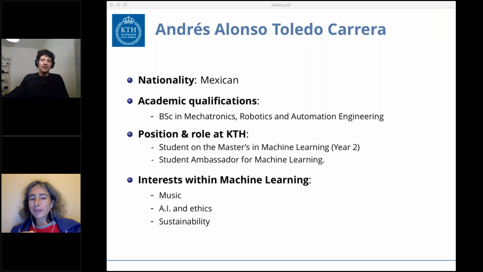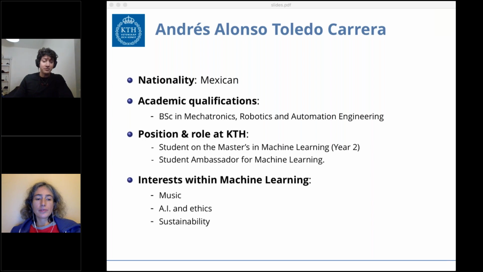Yes, as I said, this is in the introduction. I'm originally from Mexico City, to be precise. I graduated back in 2014 from a bachelor's back home, and the bachelor was in mechatronics, robotics, and automation engineering. As I said before, I'm currently in my second year in machine learning, so this is the third semester for me. I will still have another semester to go before I graduate, hopefully in time.